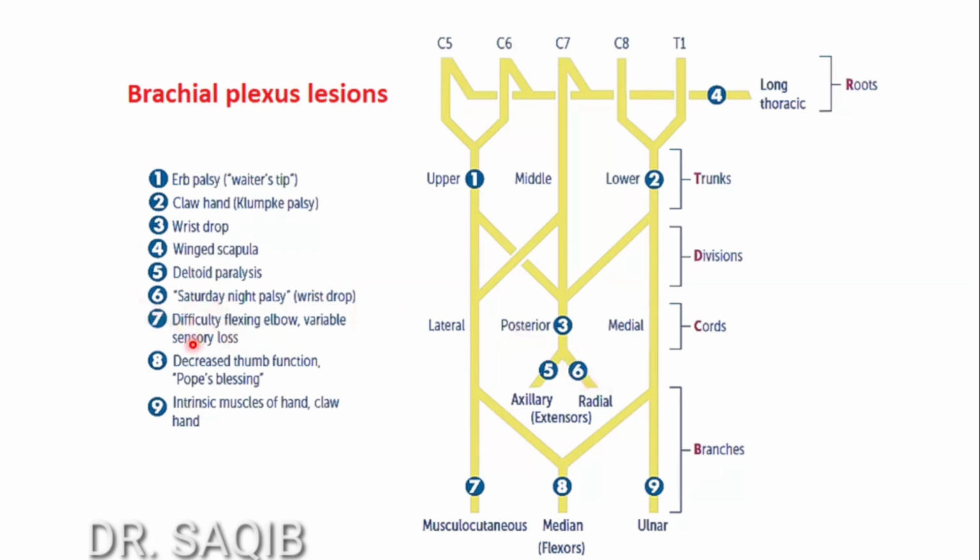And then number seven, difficulty flexing the elbow, variable sensory loss. This is number seven, the musculocutaneous nerve is involved. Number eight is the decreased thumb function with the Pope's blessing. Here you could see this is the median nerve injury, Pope's blessing.